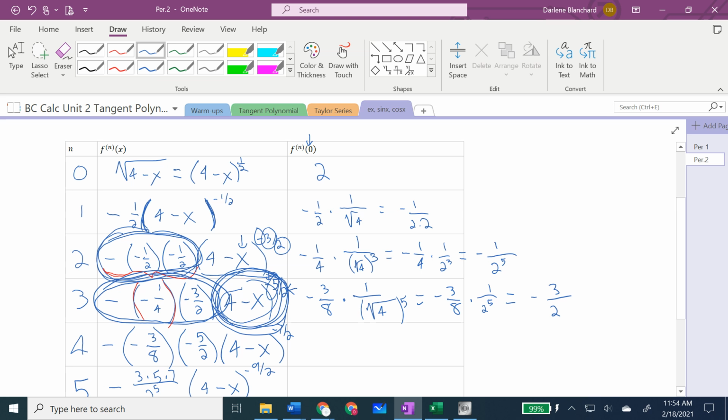And then 2 cubed. Wait, I didn't mess that up, did I? Yeah, I'm good.